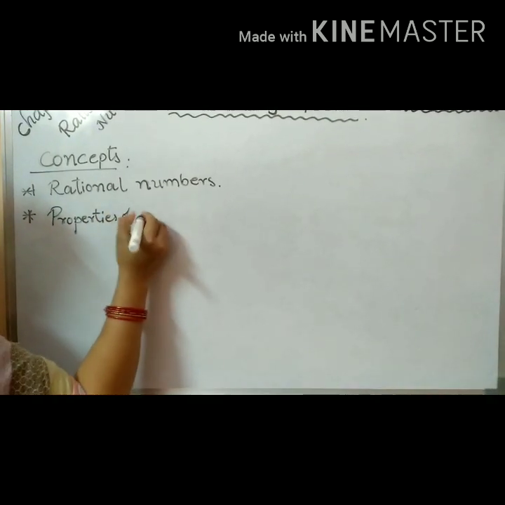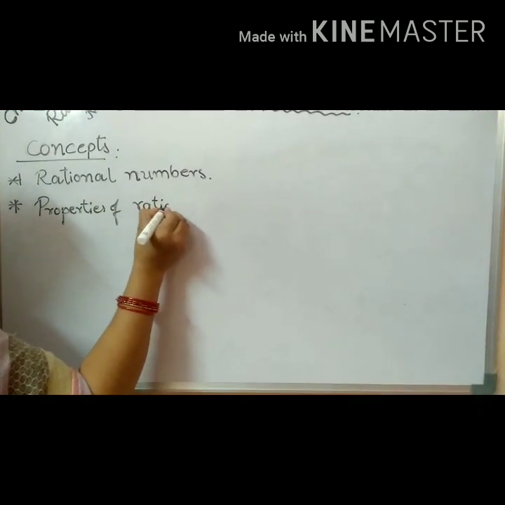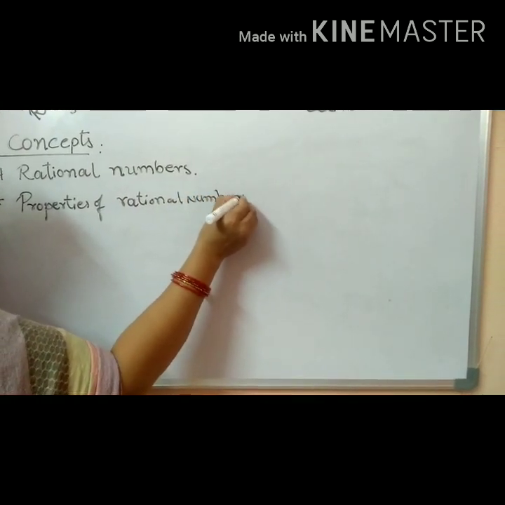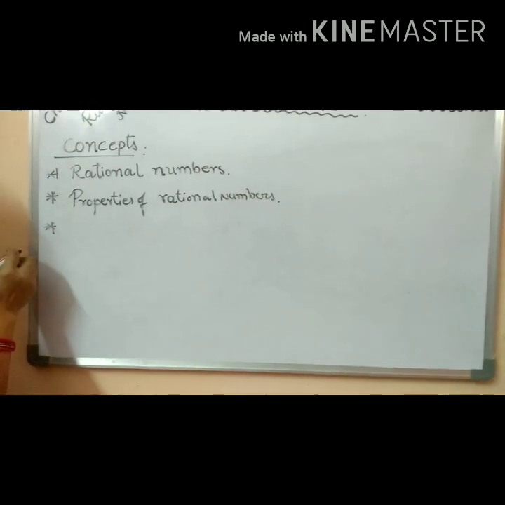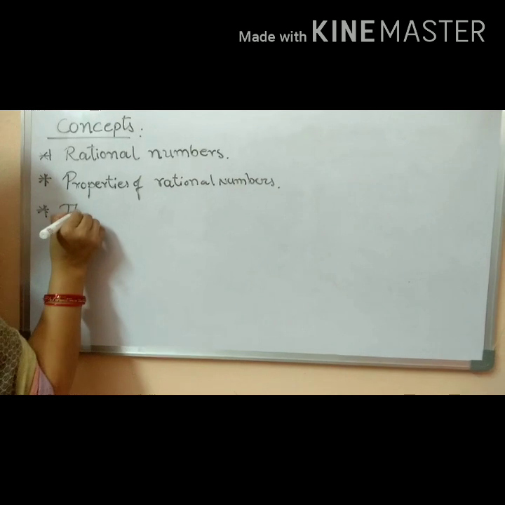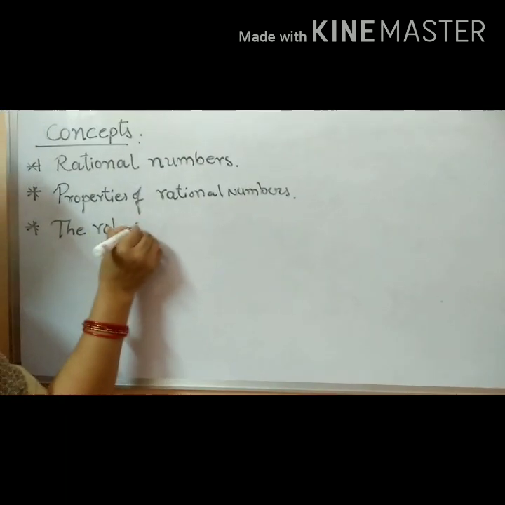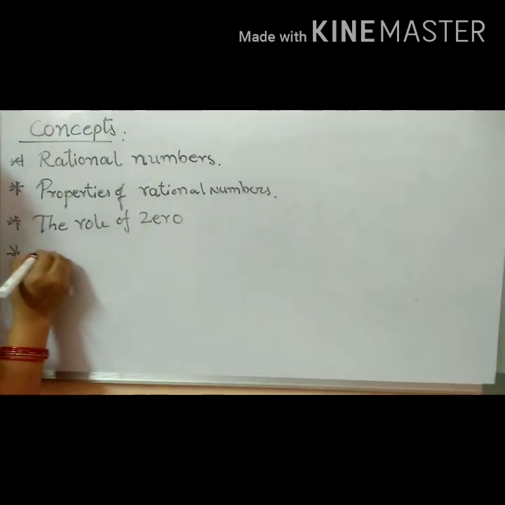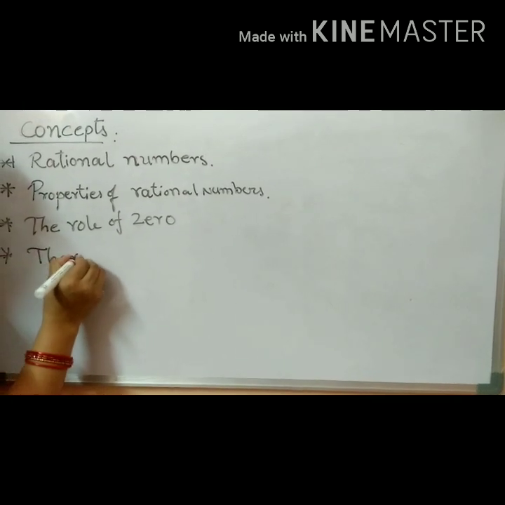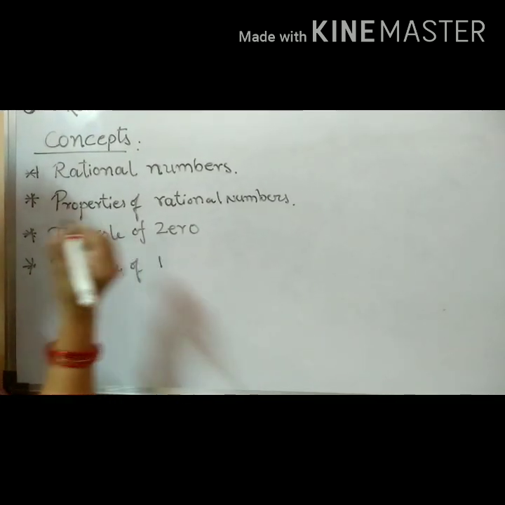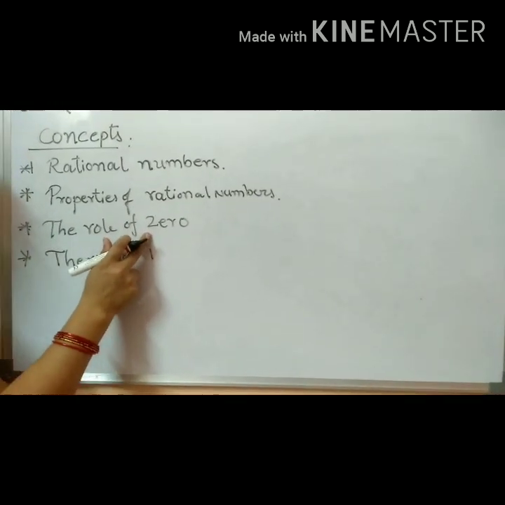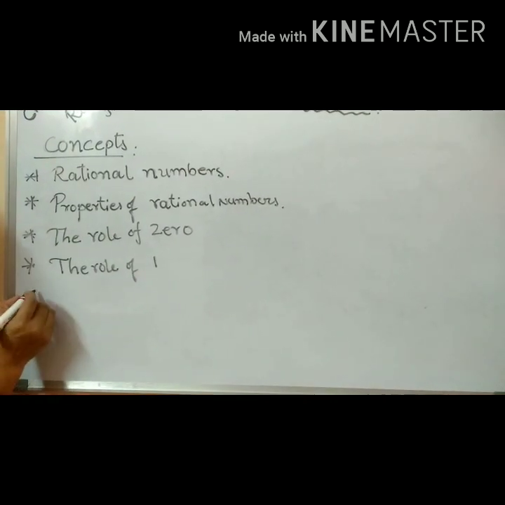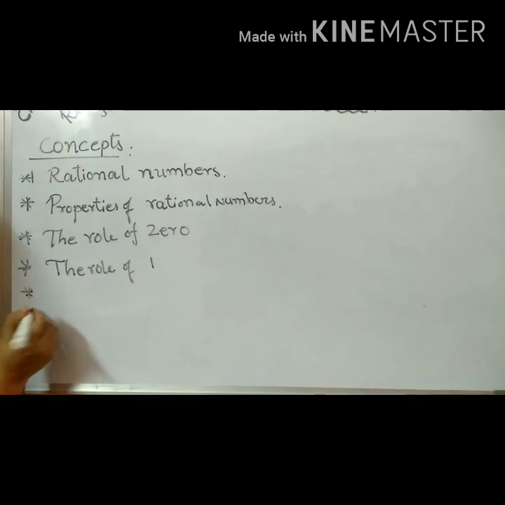Properties of rational numbers. The next topic is the role of 0 and the role of 1. The role of 0 means additive inverse and the role of 1 is the multiplicative inverse. Okay. The next one is the existence of inverse.